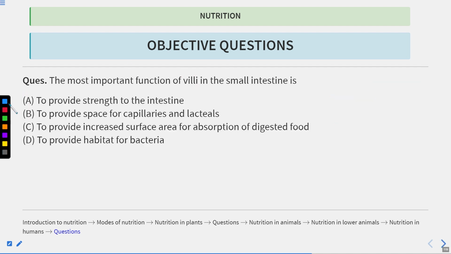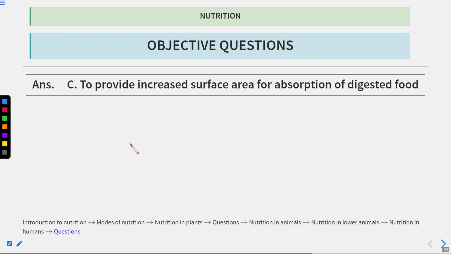Okay, now let's have a look at the options here. Option A is to provide strength to the intestine. Option B is to provide space for capillaries and lacteals. Option C is to provide increased surface area for absorption of the digested food. And option D is to provide habitat for the bacteria. So as already discussed, the answer is option C. The role of villi is to provide the increased surface area for absorption of the digested food.